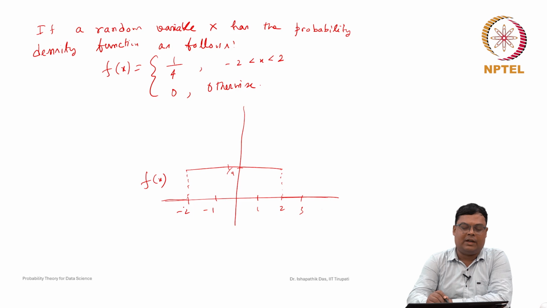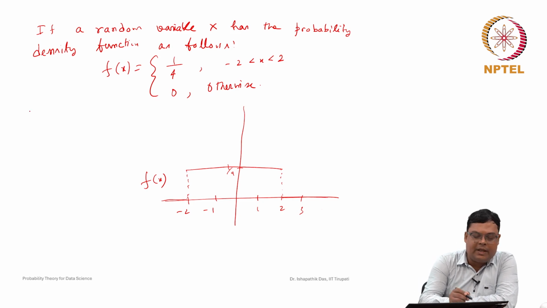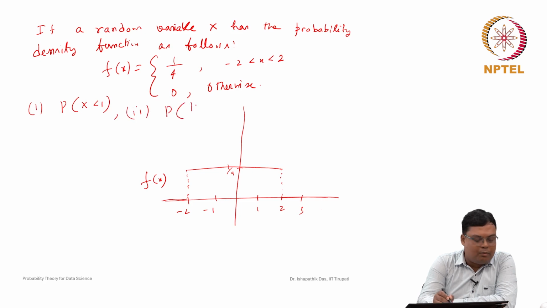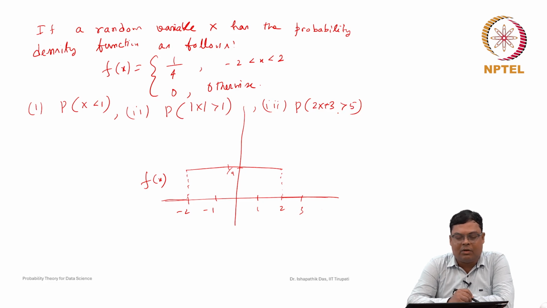We will discuss more details about some of the special distribution functions. Here the density function is given, and the questions are: first, find the probability that x is less than 1. Second, find the probability that mod x is greater than 1. And third, find the probability that 2x plus 3 is greater than 5. These are not very difficult. If you have understood, then you can go through it. I am computing again to understand clearly how to find probabilities using a probability density function.